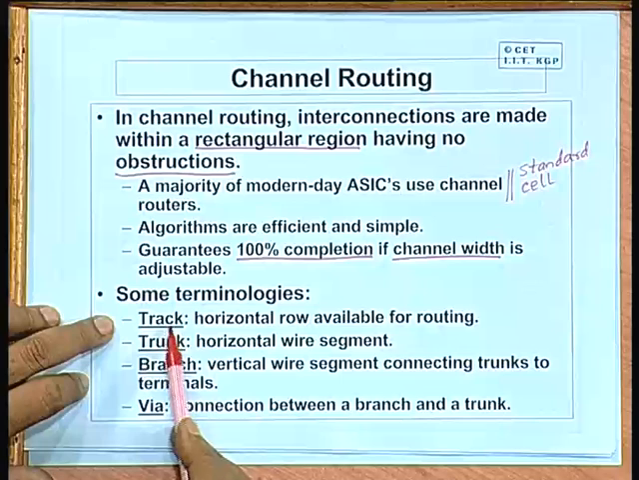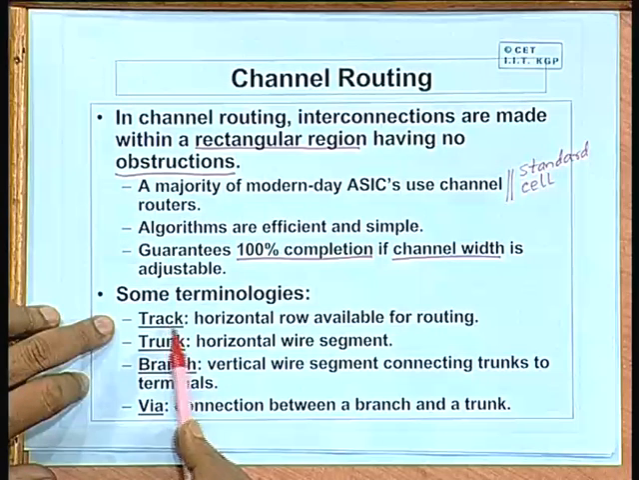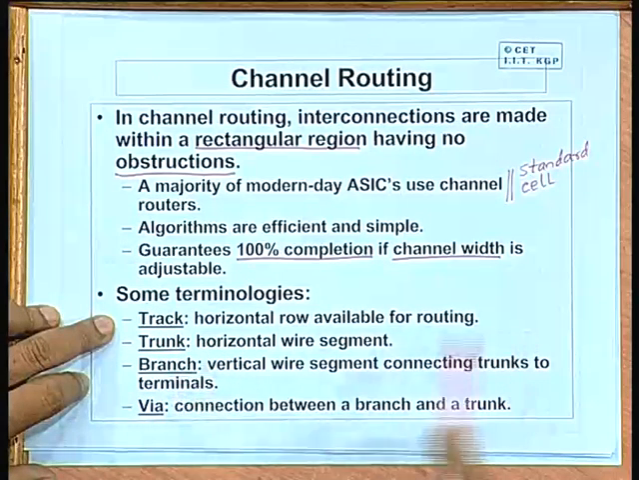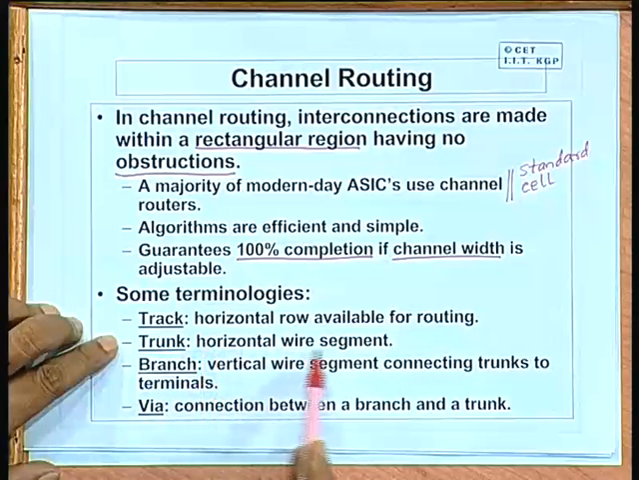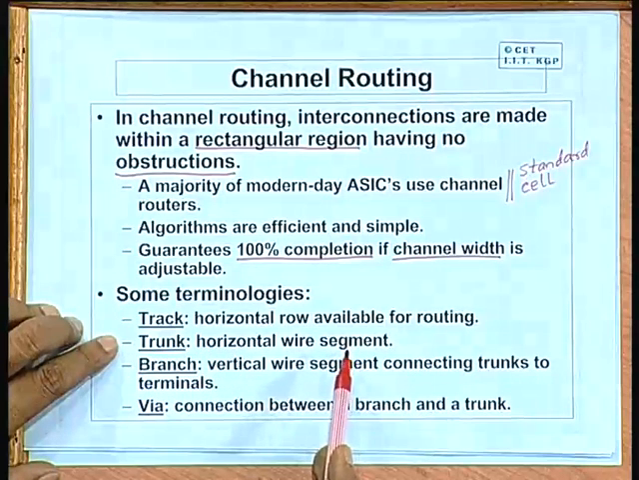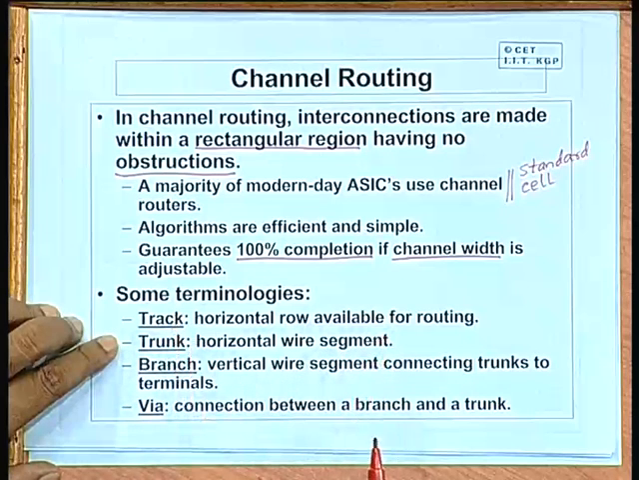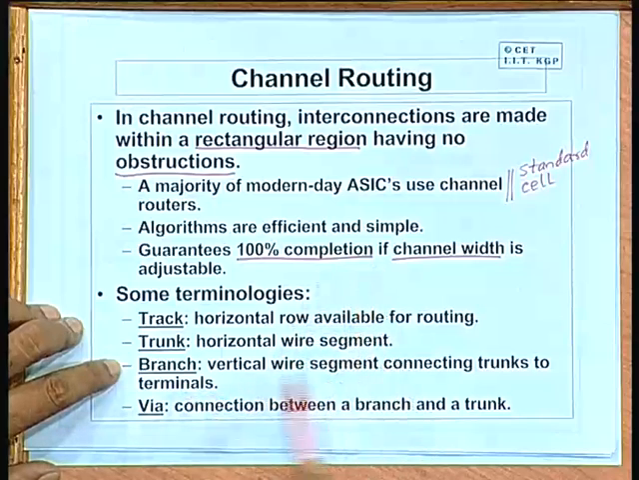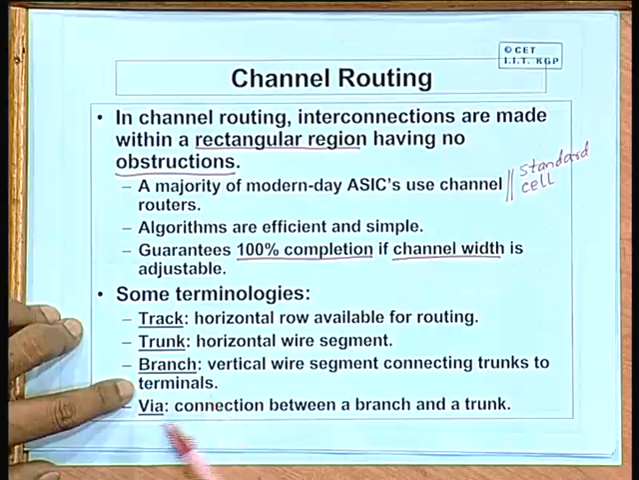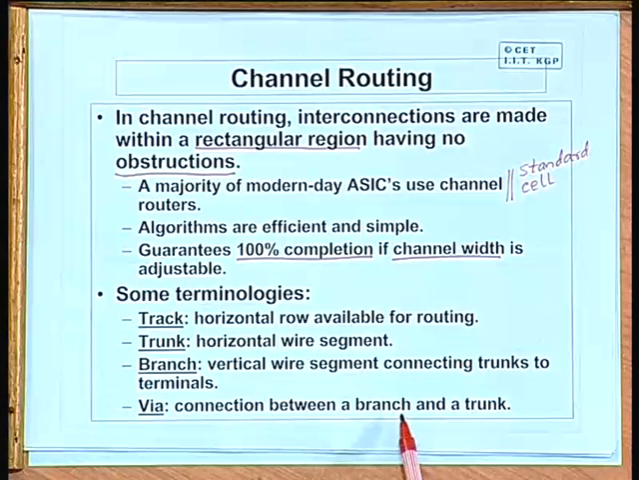Well, for channels there are some terminologies. We define something called tracks in the channel. These are the horizontal rows which are available for routing. Trunk is a horizontal wire segment corresponding to a particular net which is laid out on some track. Branch is the other way around. Branches are the vertical wire segments. They connect the trunks to the terminals. And of course, via is a connection between a branch and a trunk.